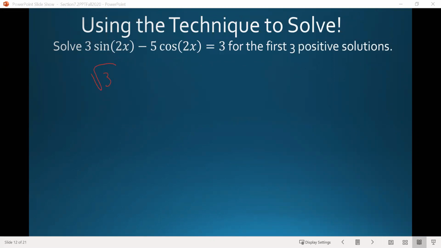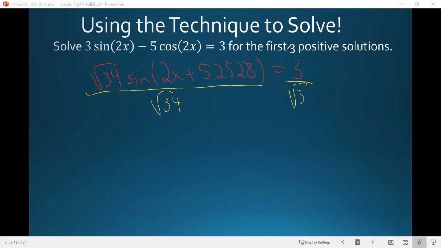root 34 times sine of 2x plus 5.2528 equals 3. And now we can solve this, okay, for our first 3 positive solutions. So we'll divide by square root of 34. These will cancel. We now have sine of 2x plus 5.2528 equals 3 over square root of 34.